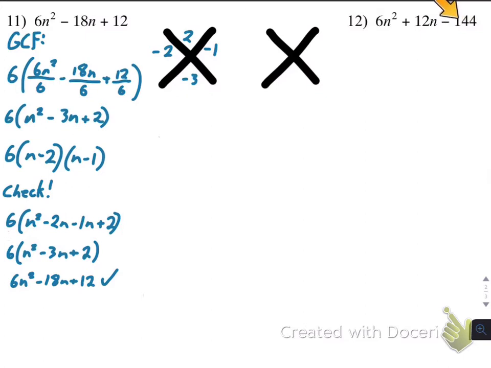144 is also even, so that's also divisible by 6, because 9 is divisible by 3, and it's also even. So they're all divisible by 6, so I'm going to factor the 6 out.